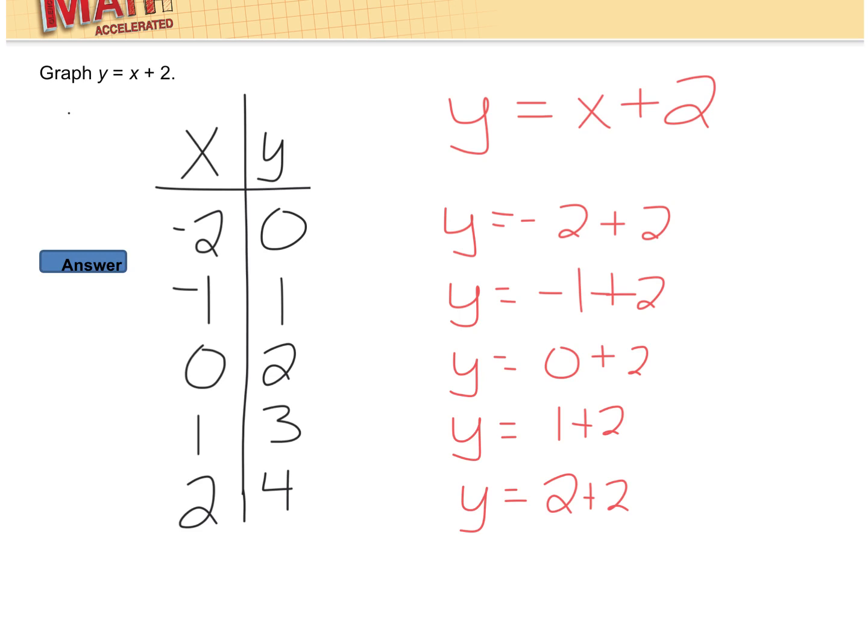Now, what was the whole point of that? To get your ordered pairs to graph. Yep. If you graphed it, what should it look like? A line. Does yours look like a line? I'm not going to take the time to graph, but does your graph look like a line? If it doesn't look like a line, how can you go back and check?